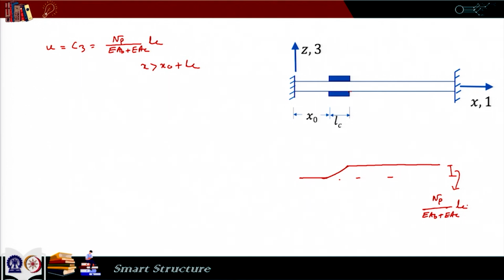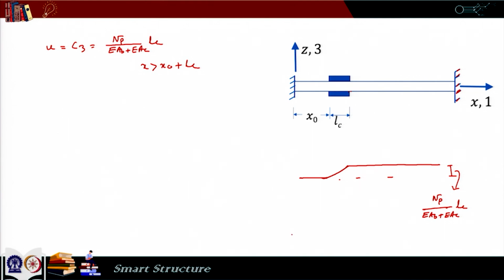Now, if we solve this problem where I have another boundary condition at x equal to L, it becomes a statically indeterminate problem, because we cannot find out the reaction here. So, it is a statically indeterminate problem of degree 1.